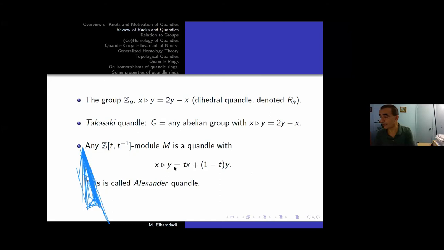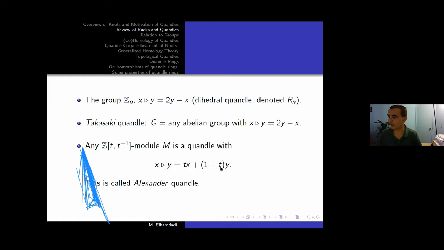In fact, you can replace the Zn by any abelian group. This is called the Takasaki Quandle: X triangle Y equals Y minus X in an abelian group. The next example we have is what's called the Alexander Quandle. Take a Laurent polynomial module over the Laurent polynomial ring Z[T, T inverse], and define X triangle Y as TX plus (1 minus T)Y. One can check that this is a Quandle.